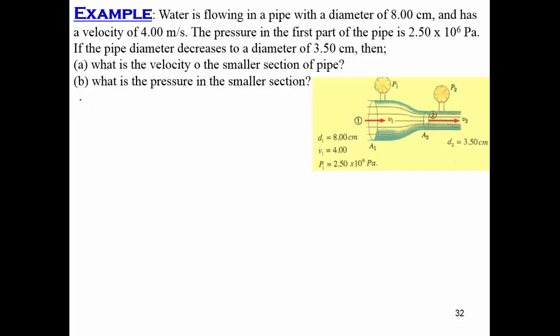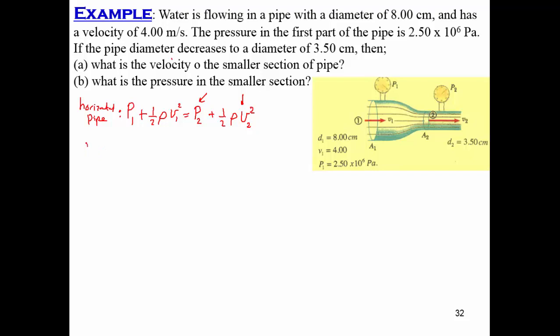Notice here that this is a horizontal pipe, hence the Bernoulli equation will be P1 plus 1/2 the density, and this will be the density of the water, times the velocity of the fluid squared, equal to P2, the pressure in the second part of the pipe, plus 1/2 the density times the speed in the second part of the pipe squared. Here we have two unknowns, P2 and V2. So we cannot solve using one equation, we have to go to a second equation.